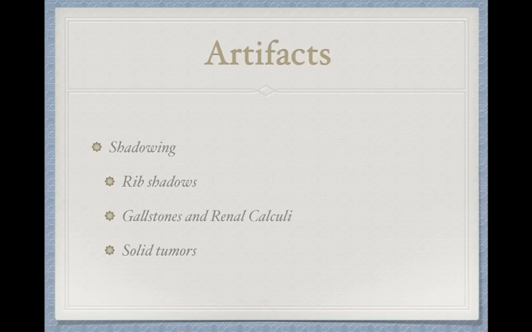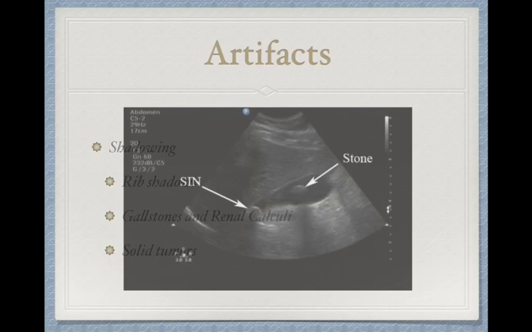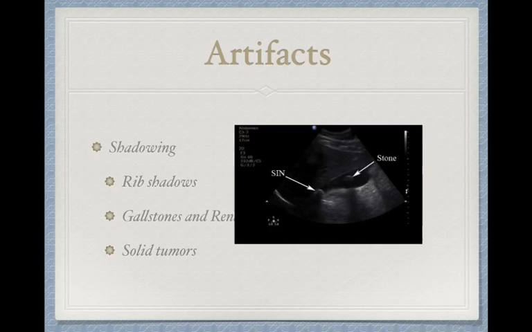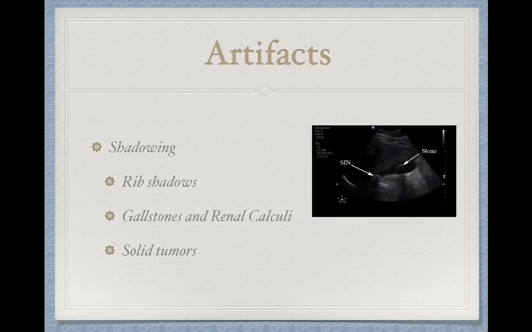So shadowing is going to be off of a very strong reflector, which is going to have shadowing behind it. So those are things like rib shadows, gallstones. I guess some solid tumors can cause that as well. So here's an example of some gallstones. You can see that the stone is quite a strong reflector. It's very bright at the top part of the stone, and then there's this shadow just behind it that is black. So that is an example of shadowing.